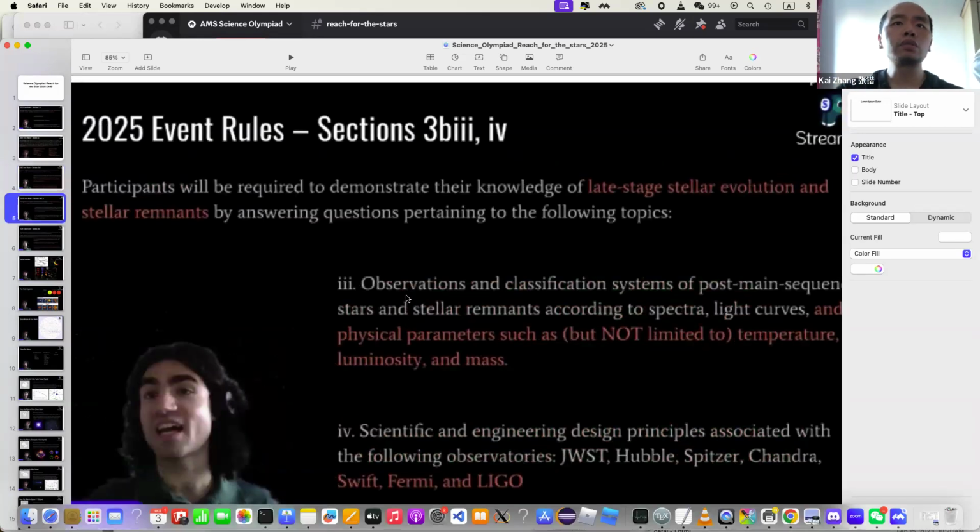Number three is observations and classification systems of the post-main sequence stars. All of these would be based on the HR diagram. The HR diagram is the key, so try to invest a lot of time in understanding that diagram. That basically carries everything.